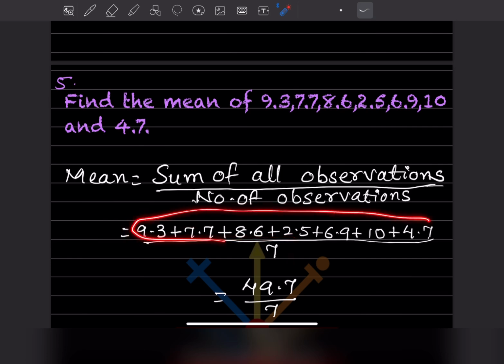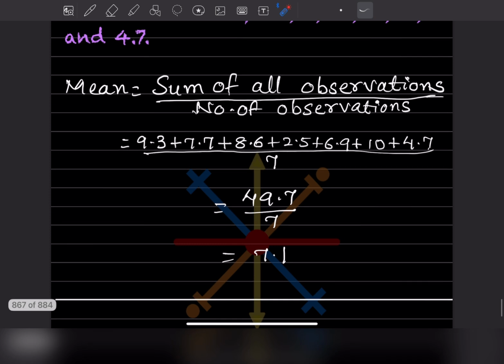When you add these, you get 49.7 divided by 7. So 7 sevens are 49, 7 ones are 7. So the mean is 7.1.